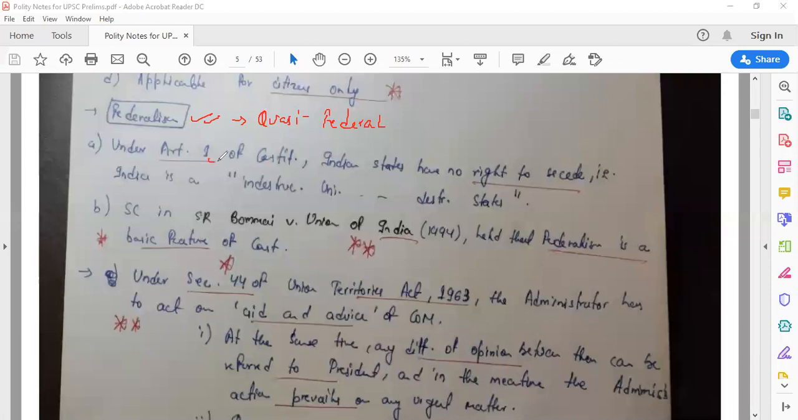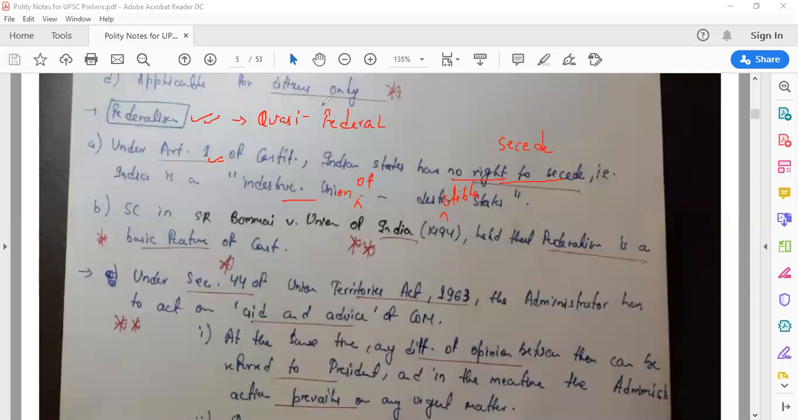So under Article 1 of the Constitution, Indian states have no right to secede. They have no right to secede. The spelling is secede. That is, India is an indestructible union of destructible states. So indestructible union of destructible states.